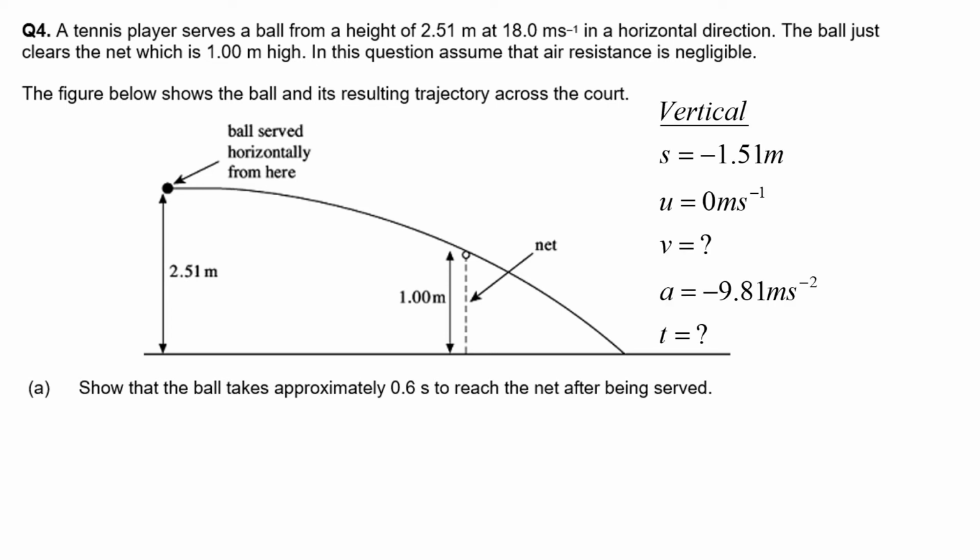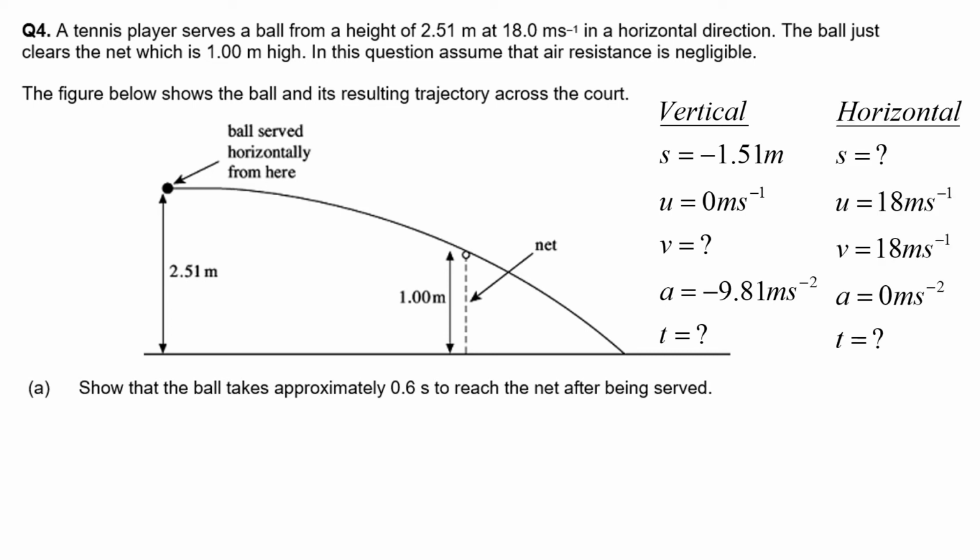Firstly, in the vertical direction, when it reaches the net, it's going to have gone down 1.5 meters. Its initial speed in the vertical direction is 0 because it says it's traveling horizontally to start with. We don't know its final velocity, so I haven't got that there, but we know its vertical acceleration is 9.81 downwards, so it's minus 9.81.